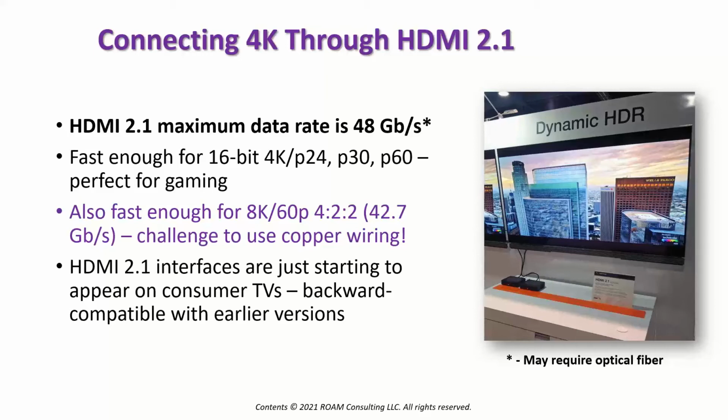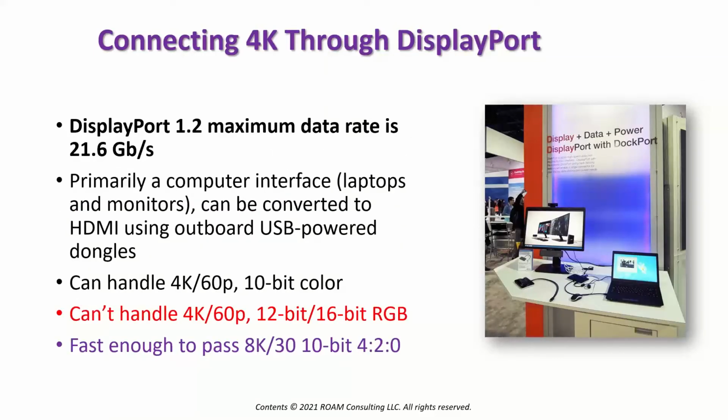HDMI 2.1 interfaces are just starting to appear on consumer TVs. They are backward compatible with earlier versions. So if you have a slower signal, that won't be a problem. But if you have a high-speed signal that is faster than 18 gigabits a second, you're never going to get it through an HDMI 2.0 connection. So that's the main reason I'm pointing this out. So 2.1 is just starting to roll out, something you want to keep your eye on. But in the meantime, 2.0 should handle a lot of the viewing that you want to do. I mentioned DisplayPort earlier. The maximum data rate for DisplayPort is 21.6 gigabits a second.